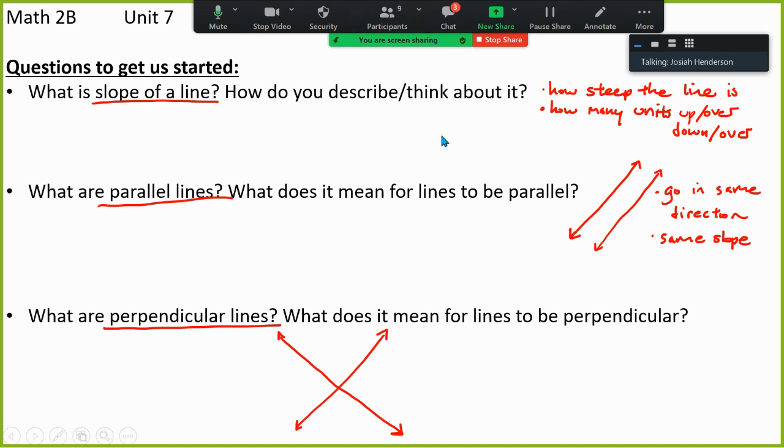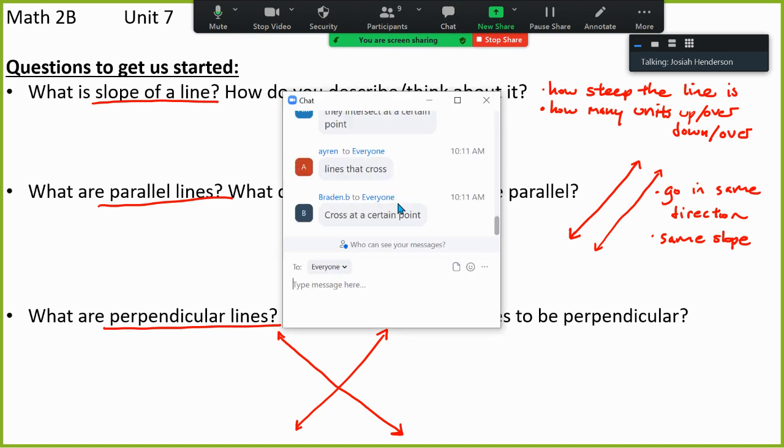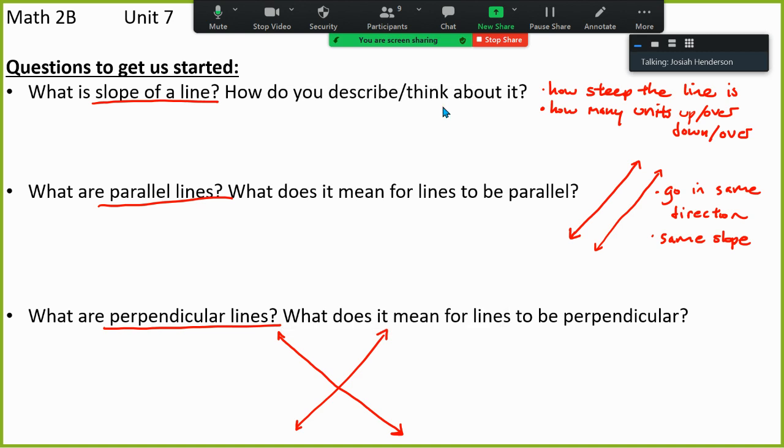And you probably know this instinctually in your head. You've used it before. You see them all the time in your room, in your life, in your world. You know, the way we build things. Let me see what some of you guys are saying. Cross at a certain point, lines that cross, intersect at a certain point. All good responses, and we're going to expand on this. You guys are right. They do cross, and in a certain way. They cross at a right angle. I'm going to add this into my picture. Please add it into yours as well. See that little square? That's a symbol that means they cross at a right angle. So what are perpendicular lines? They're lines that cross at a right angle or at a 90-degree angle.